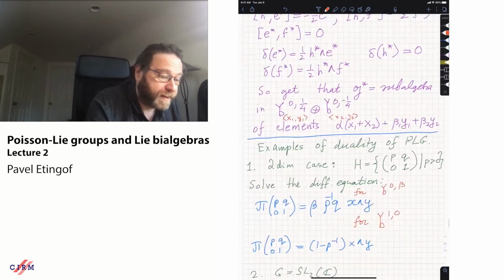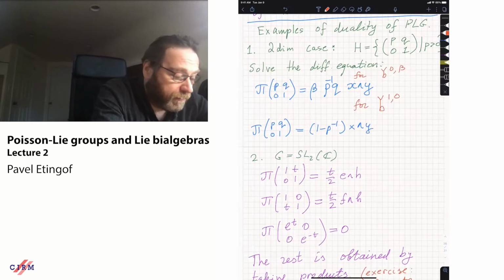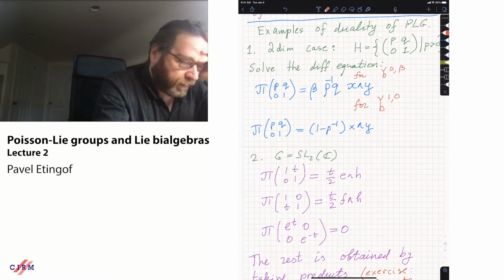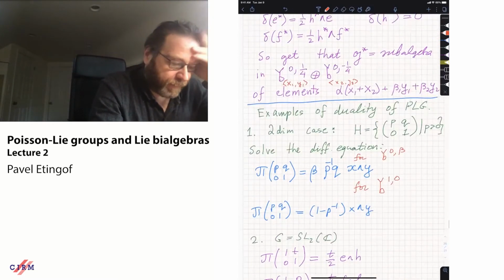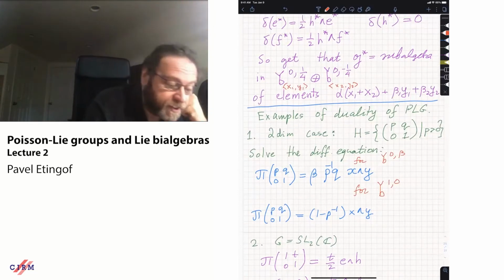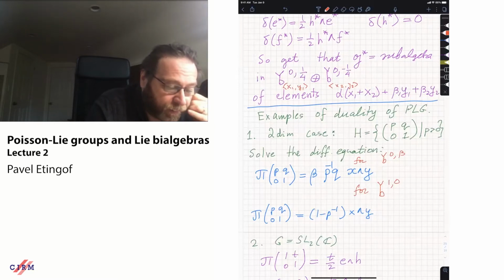and then I give examples of duality of Poisson-Lie groups, and of computing Poisson bivectors. So consider the two-dimensional case. In the two-dimensional case, we have this non-commutative two-dimensional Lie group of upper triangular matrices, with 1 in the lower right position, with real entries, and p greater than 0. So that's a simply connected group.